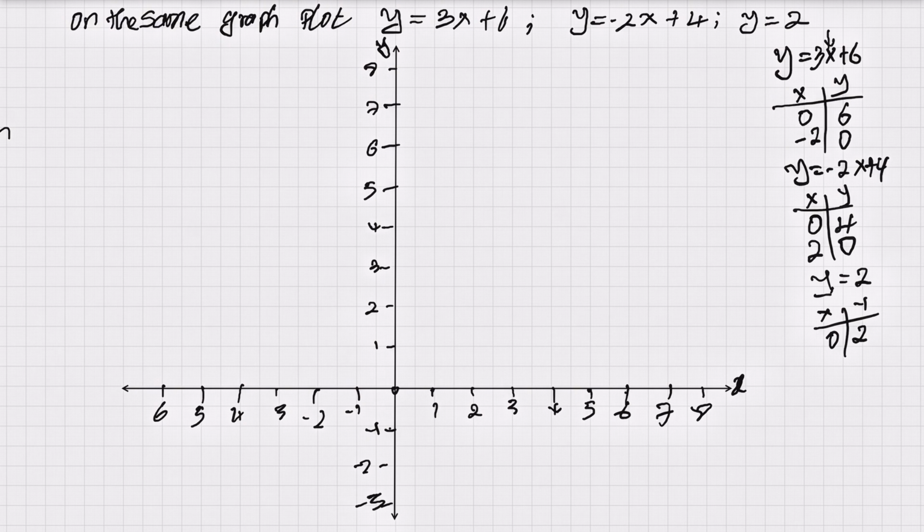So we should plot the first graph. On the first, we have 2 coordinates. So we have 0, 6: 0 on the x-axis and 6 on the y-axis. So this is where we have that point. Then we have 0 on the y-axis and negative 2 on the x. So this is where we have that point here. So if we want to draw that line, we can just go ahead and draw the line.